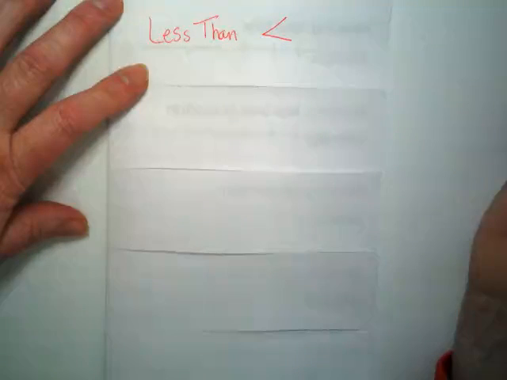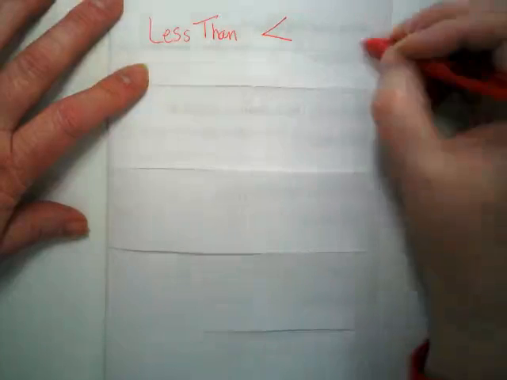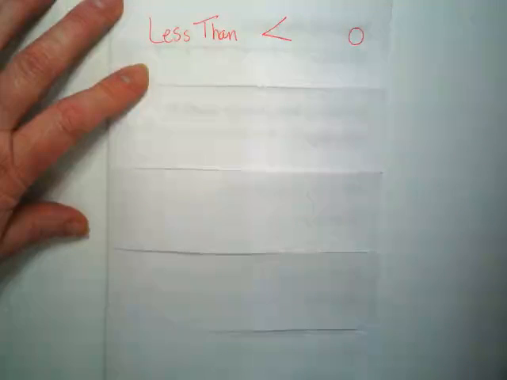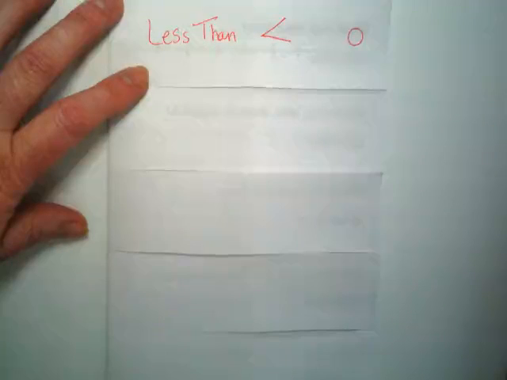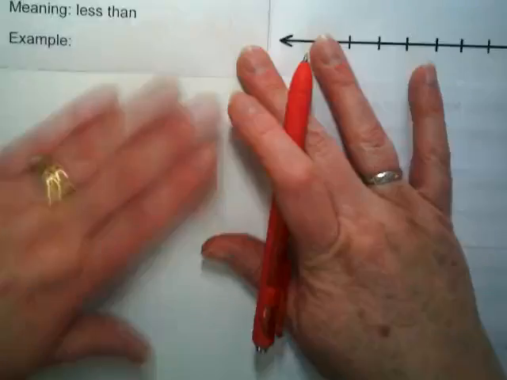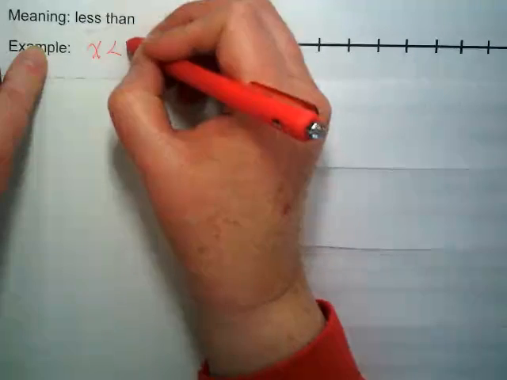When we graph these, we also have some information on the line itself that has to do with the dots that we put on the place where the arrow starts. You'll understand more about this in a second. I want you to put an open circle here. And we're going to open this up and take some notes on the inside. An example would be x is less than 4.